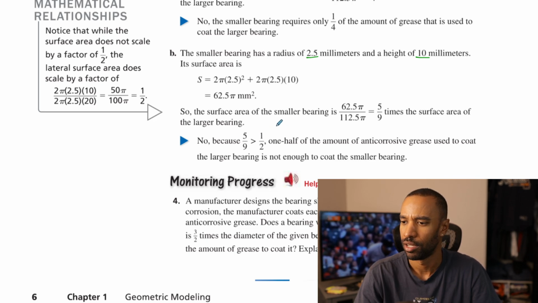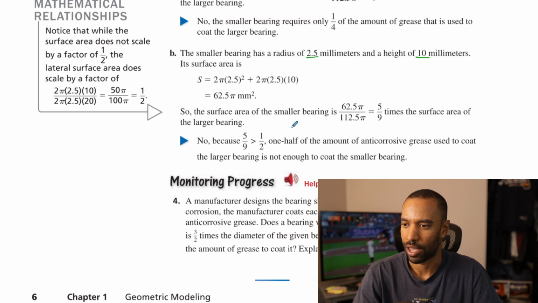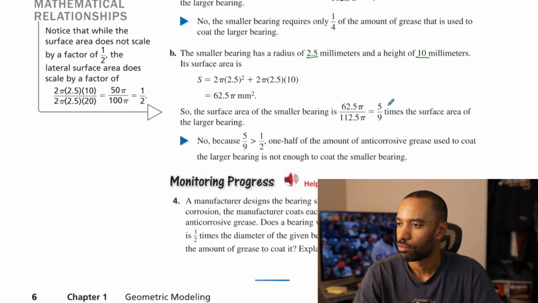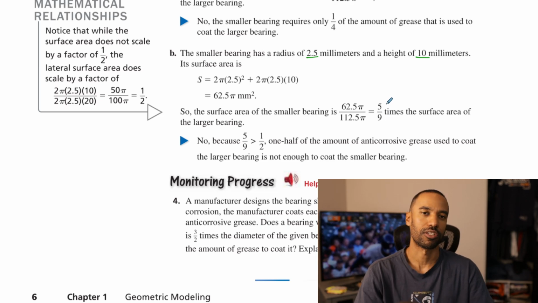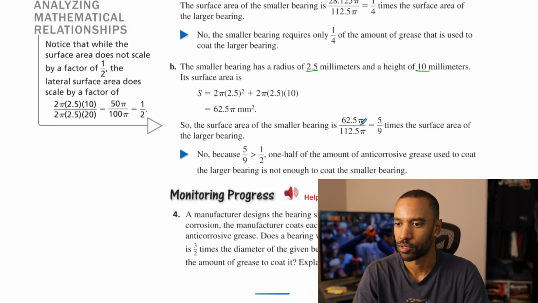Interesting. I thought it was going to be half. Because 5/9 is greater than 1/2, half of the amount is used to coat the larger bearing. Oh, it's not enough to coat the smaller bearing. 5/9 times it, because it's more than half of what it is. Yeah, so that's going to work.